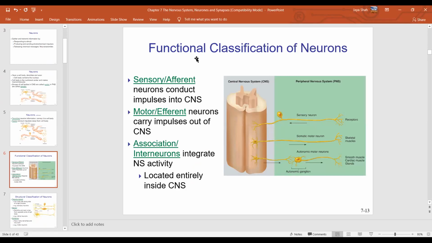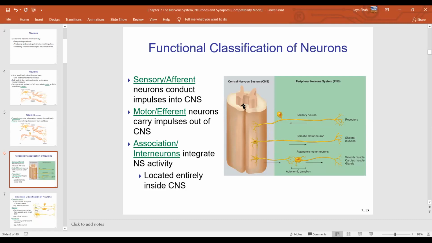Let's talk about classification of the neurons. Neurons can be classified based on their function and their structure. So based on function, neurons are sensory or afferent neuron, motor or efferent neuron, association or interneurons. Okay, so sensory or afferent neuron conduct impulse into the CNS.